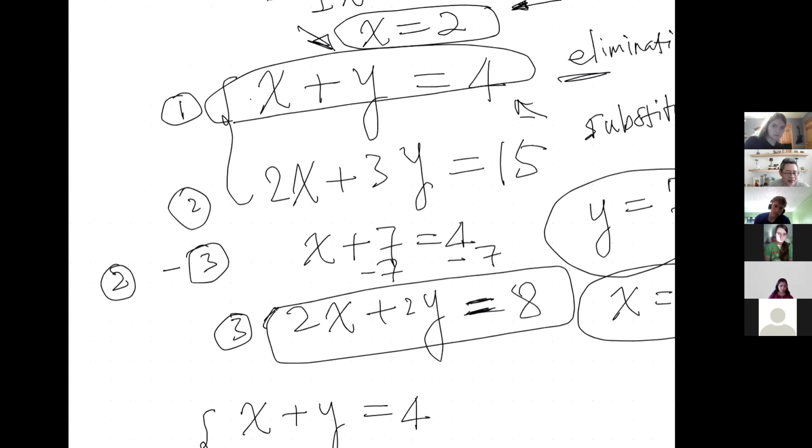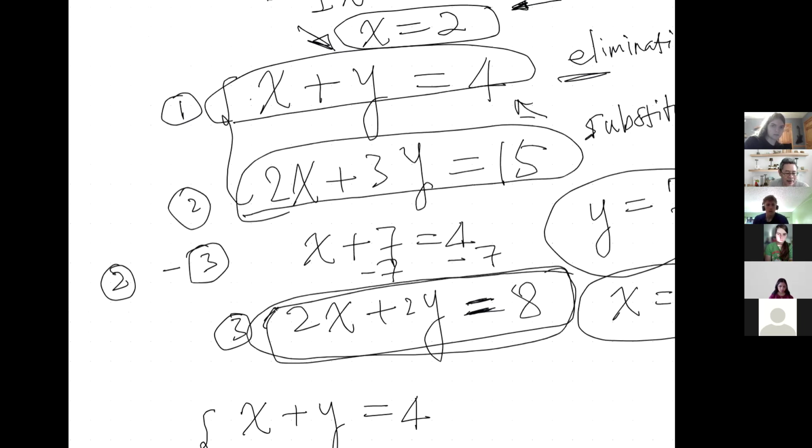Well, we did this one minus this one. That's how we get rid of x. Oh, sorry, not this one. So that's 7y. 2 minus 3. Oh, this is something later on.